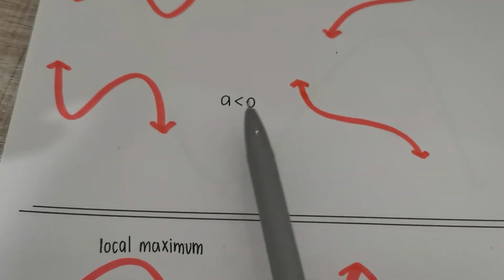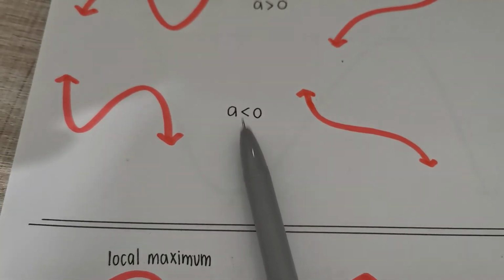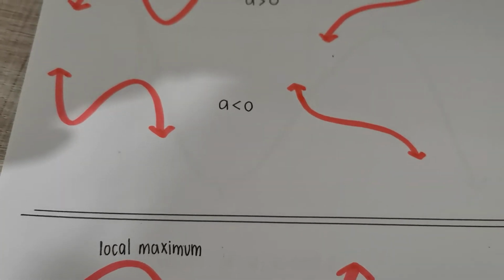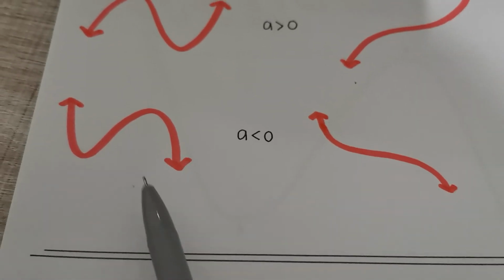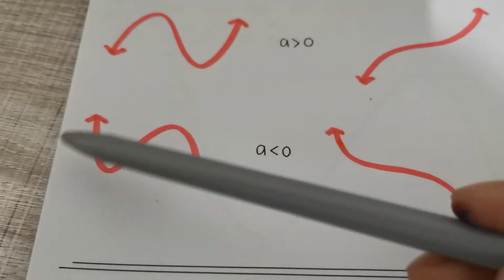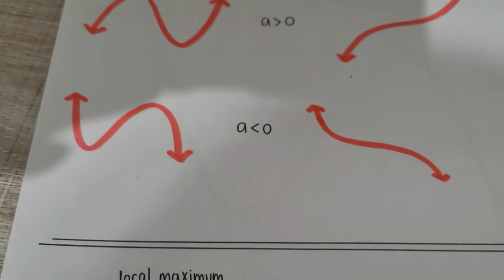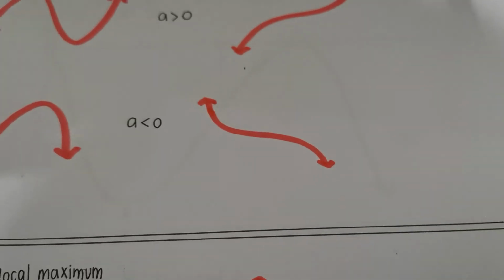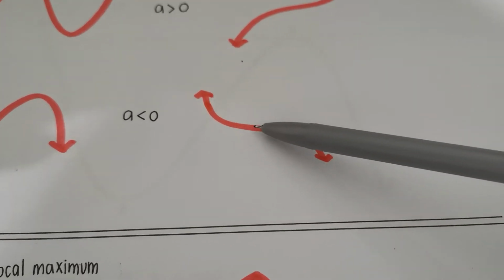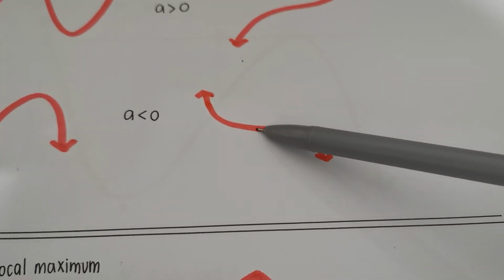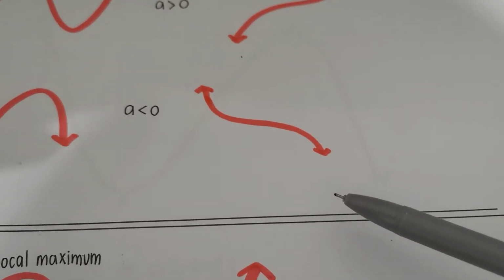Or else if our a value is less than 0, meaning it's reflected along the x-axis, then we have something like this: decreasing, increasing, decreasing. Or else like how we had this weird one over here, where it was just decreasing, comes to the point of inflection and turning point, and then decreasing.